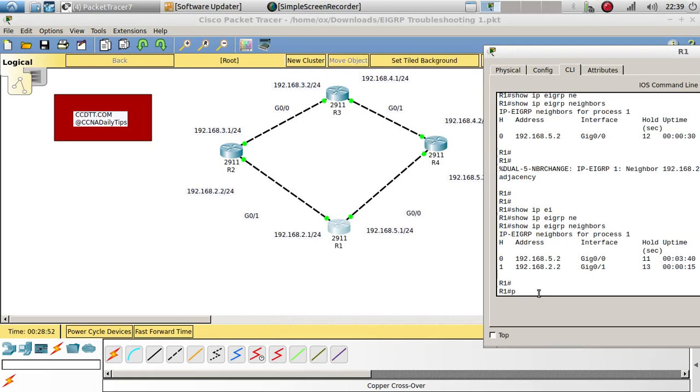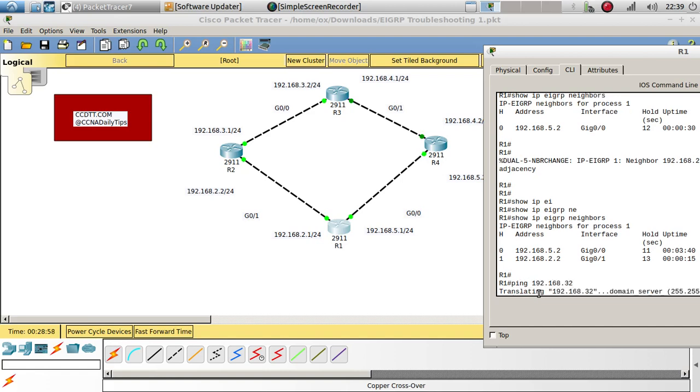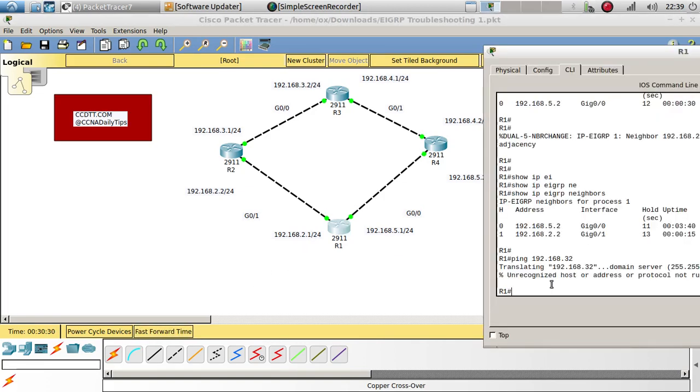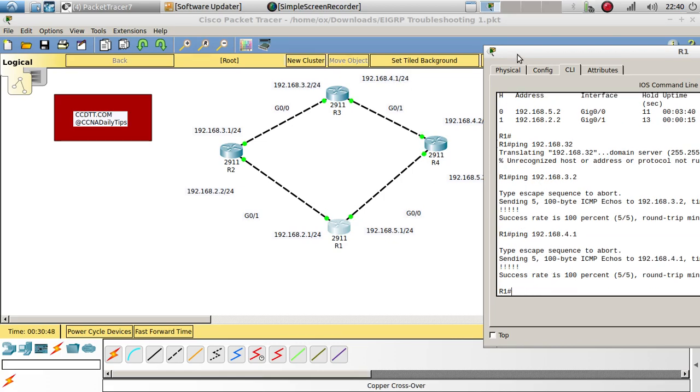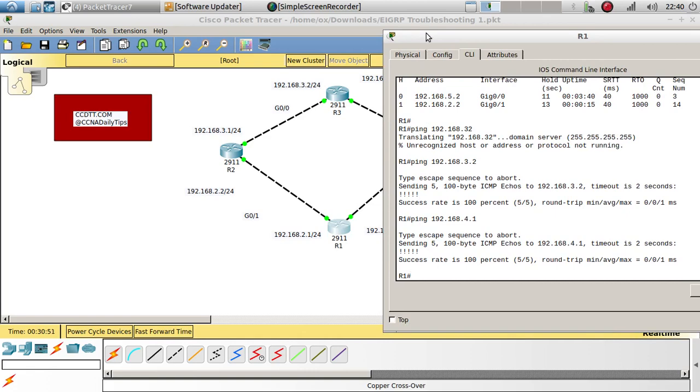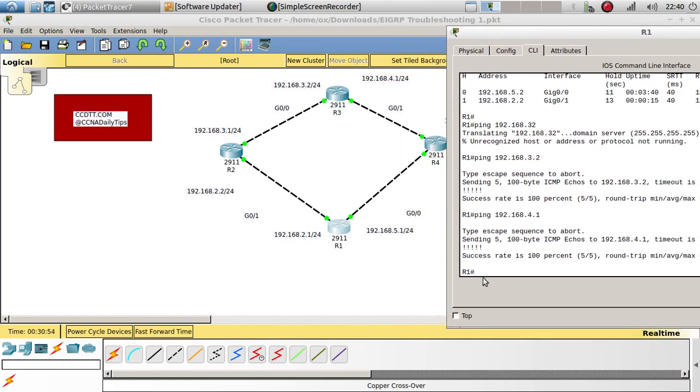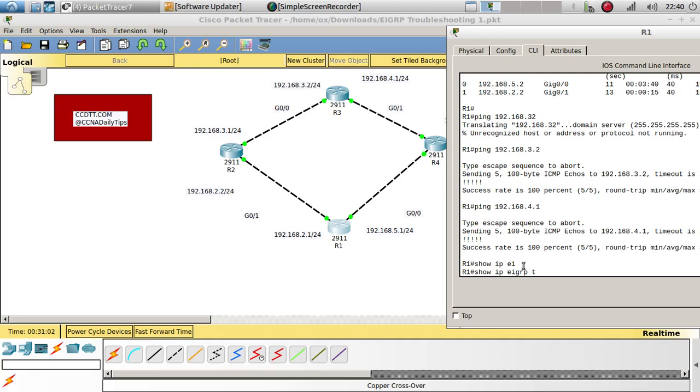Ping, not pong, ping 192.168.3.2. Oops, now that 3.2. There we go. I'm able to ping router 3. I should be able to ping the other interface, which is 4.1, this one over here, and that's great. So I'm also able to ping that. Let's see what is the path that EIGRP is taking to get to router 3. We can do a show IP EIGRP, and from here let's do topology.